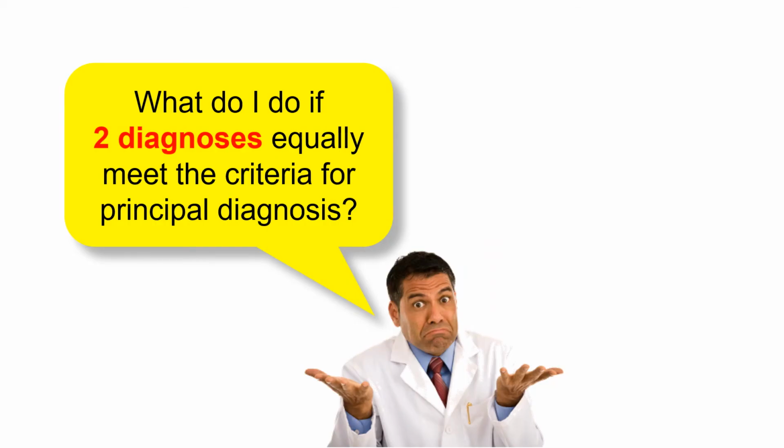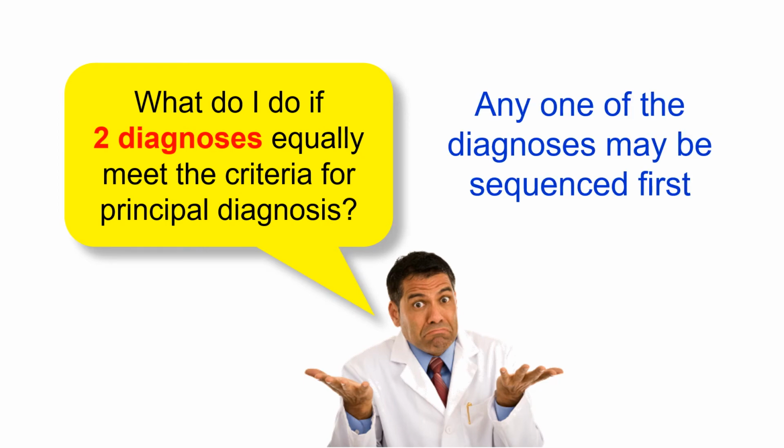Sometimes we're faced with some special situations. You may be wondering what to do if you have two diagnoses that equally meet the criteria for a principal diagnosis. Well, in this case, any one of these diagnoses can be sequenced first.